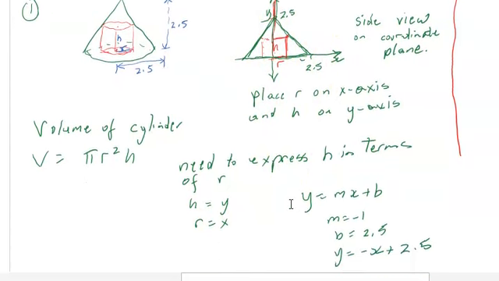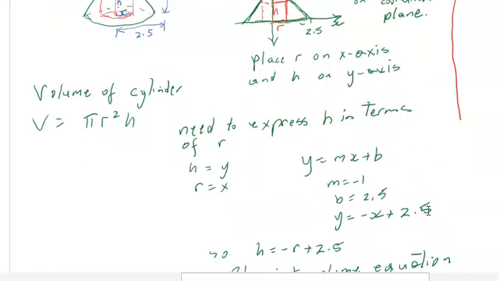Y is equal to mx plus b. And looking at the slant line, which will represent the slant height of our cone, right there, m would be equal to -1, b would be equal to 2.5, so y would be equal to -x plus 2.5. Expressing that in terms of h and r, we can say h is equal to -r plus 2.5.